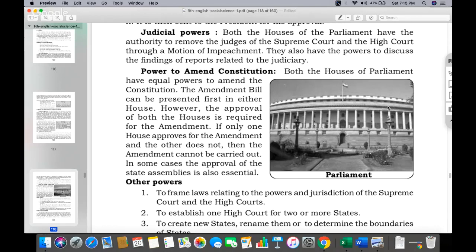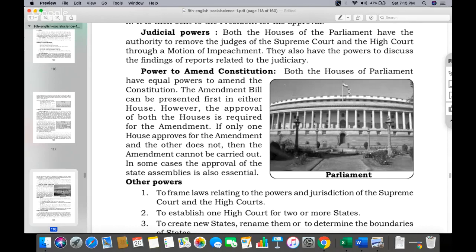Power to amend constitution. This is very important. So constitution can be amended only by the parliament. It can never be amended by any state legislative assemblies. State legislative assemblies cannot change the constitution of India. The constitution of India can only be changed by parliament. Both the houses of parliament have equal power to amend constitution. The amendment bill can be presented first in either house. So any bill except financial bill can be presented in any house. However, the approval of both the houses is required.